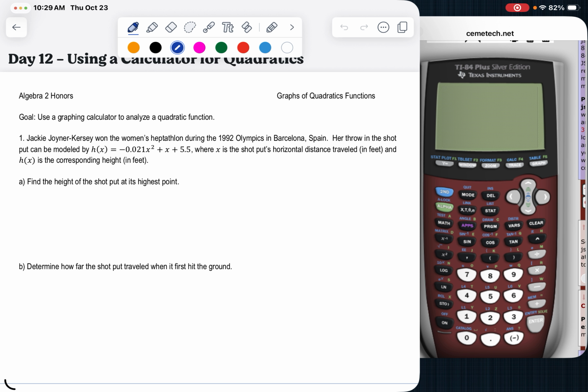It says Jackie Joyner-Kersey won the women's pentathlon during the 1992 Olympics in Barcelona, Spain. Her throw in the shot put can be modeled by h of x equals, and you can see you have a quadratic in standard form, and it is a downward facing parabola, where x is the shot put's horizontal distance traveled in feet, and h is the corresponding height in feet. So the first question is, find the height of the shot put at its highest point.